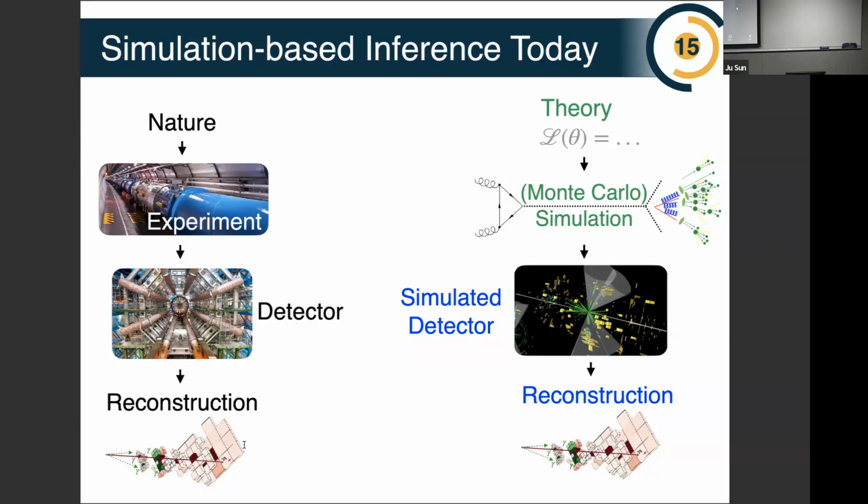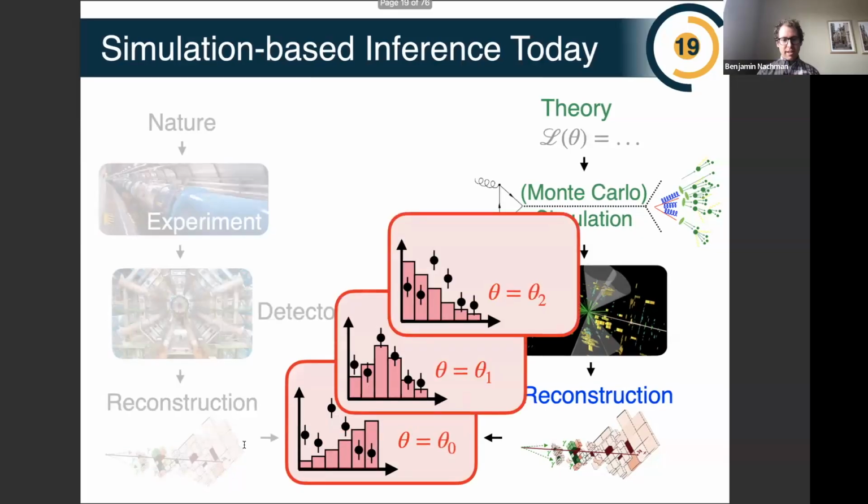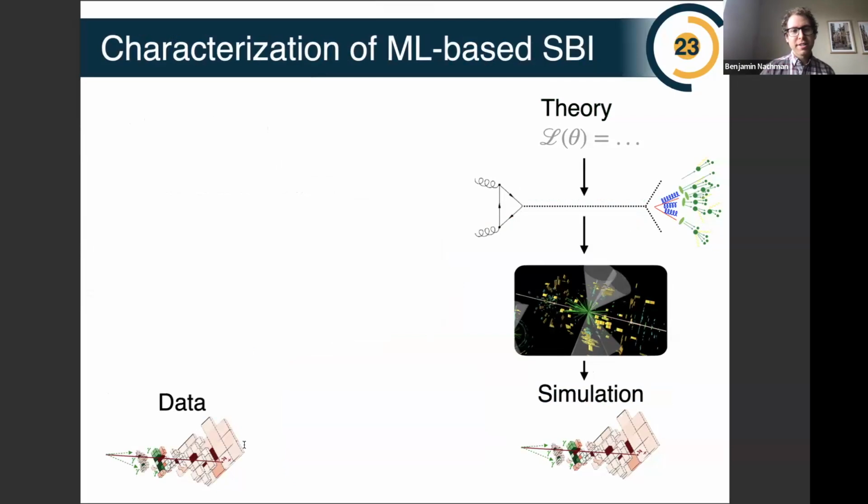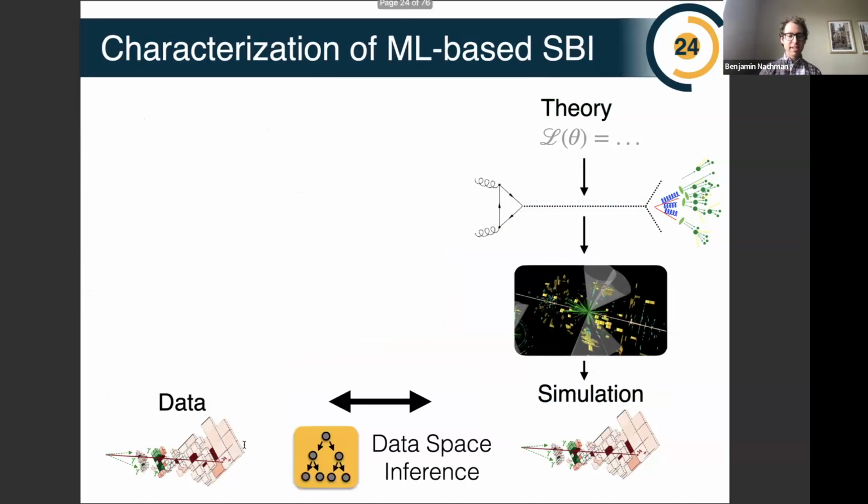Okay. All right. So I'm going to characterize machine learning based, simulation based inference in three levels. The first level is to compare the data and the simulation in the data space. This is how I set up the problem. We have the forward model going from the theory to the data, and we have our actual experiment, and we have at the end what we observe, and we want to compare them in that space. So I'm going to start with that one.